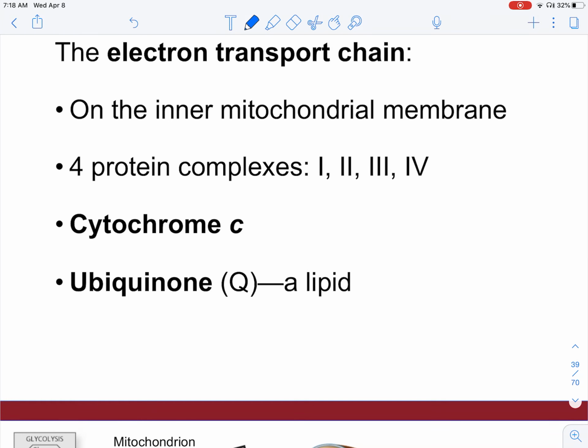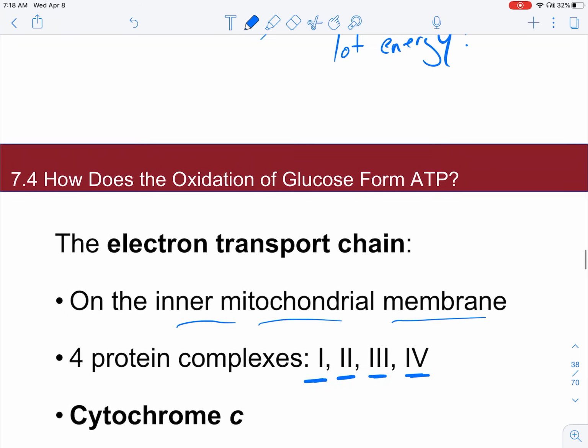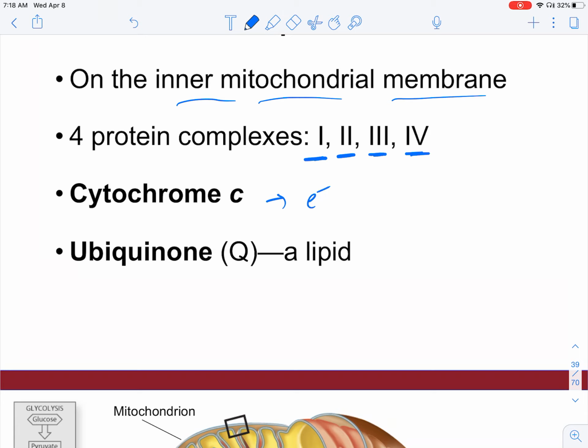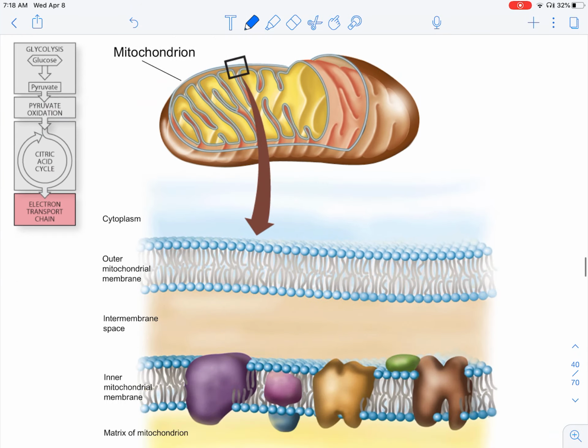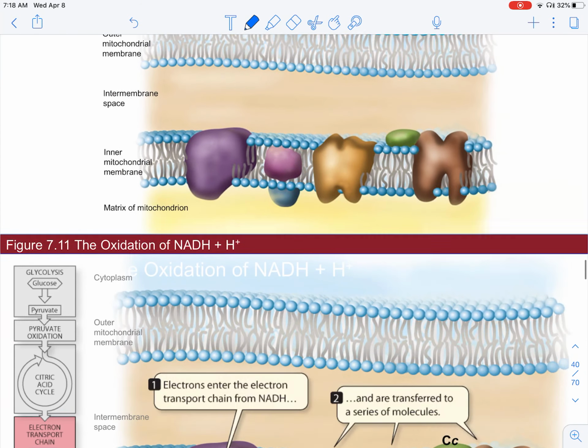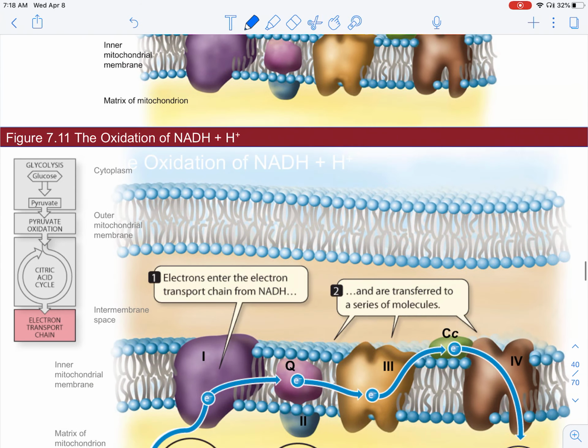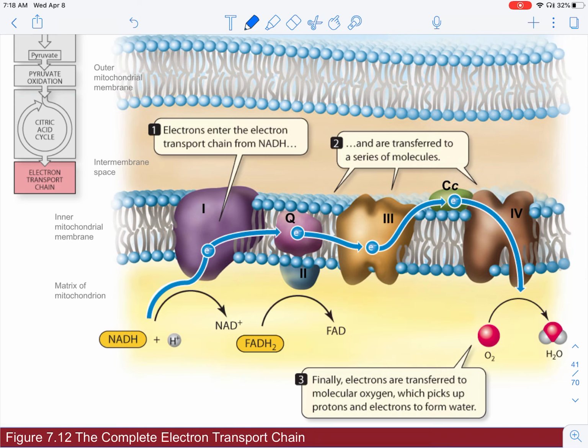So the electron transport chain, as you said before, is embedded in the inner mitochondrial membrane. It has four protein complexes, three of which are transmembrane, so they span the membrane. One sits on the membrane. It also uses a couple of electron carriers, cytochrome C and ubiquinone. And this should be animated. It's not, but that's okay. This is the process here.